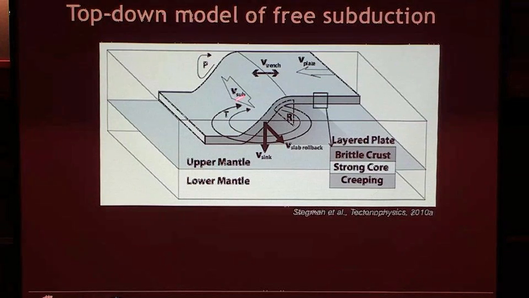So this is the typical model setup. This is a numerical version, but the first ones that were done were these fish tanks where they used honey or corn syrup and a silly putty for a plate. It worked remarkably well as an analog for the upper mantle, for a plate subducting in the upper mantle.